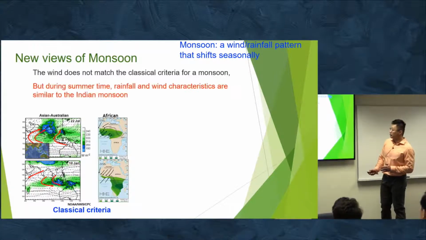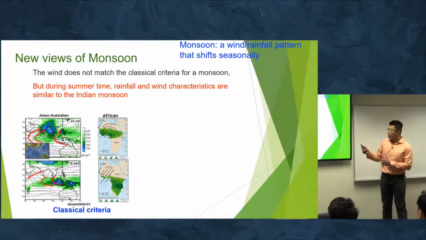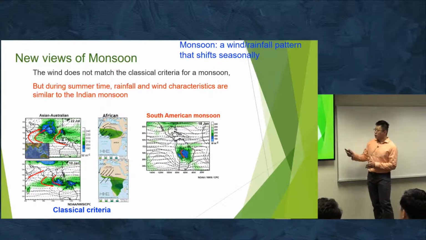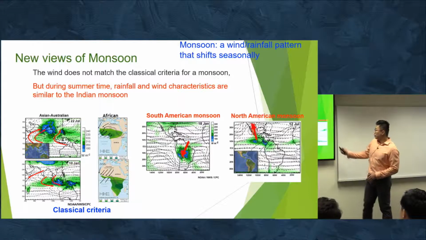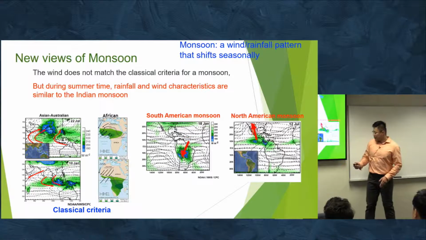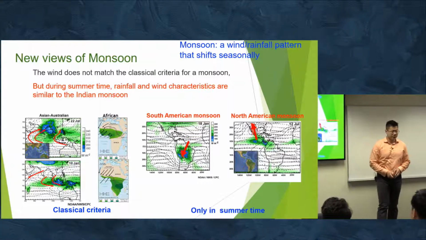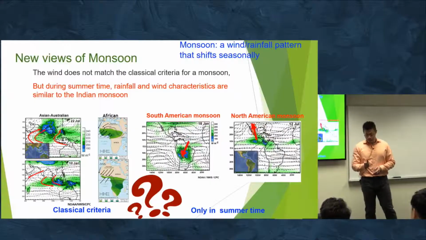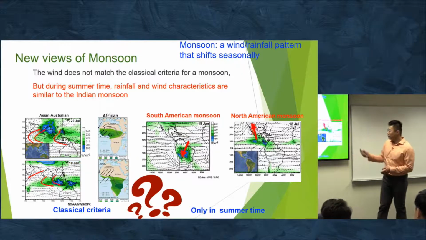But during the summertime, the rainfall and the wind characteristics are similar to the India monsoon. So this is why we have a Southern American monsoon and a Northern American monsoon. It only happens in summer. So why do we have a different kind of monsoon? You want me to give a guess? Because it's near the sea or near the ocean? Yes. These are very important factors that cause the difference.